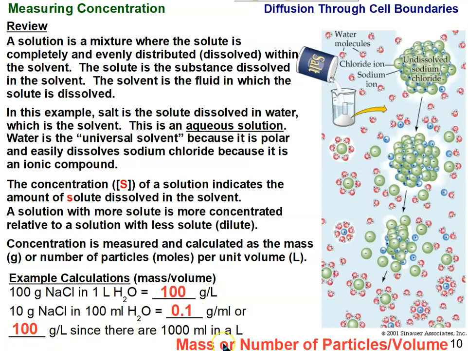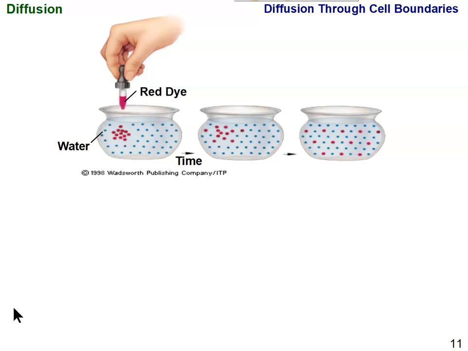So the bottom line is that concentration is the mass or number of particles per volume. That's what indicates the concentration of a solution. This slide and diagram is to try to get across the idea of diffusion. Diffusion through cell boundaries, but we're not looking at a cell boundary yet. We're just looking at this concept of diffusion.